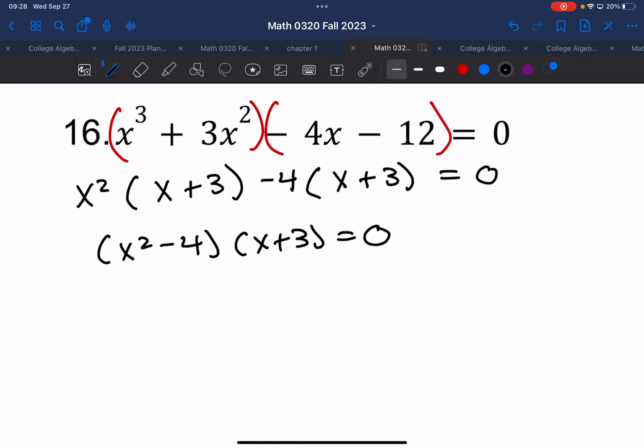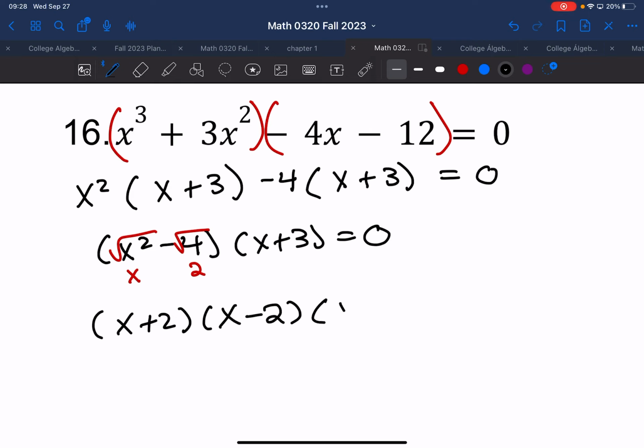I see that x squared in my first parentheses, so that tells me I need to factor more. So in order to do that, I see that the first and last term are perfect squares. So I can take the square root of x squared and get x, square root of 4 and get 2. So I have my factors x plus 2, x minus 2, x plus 3 equals 0.